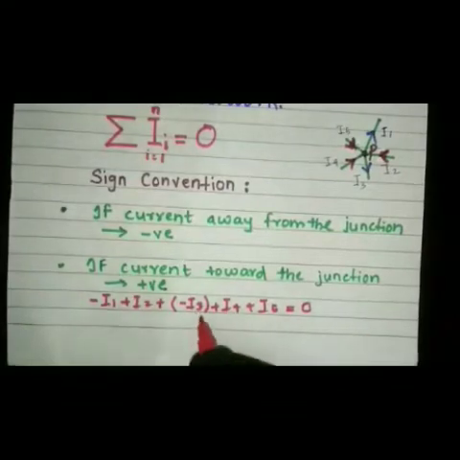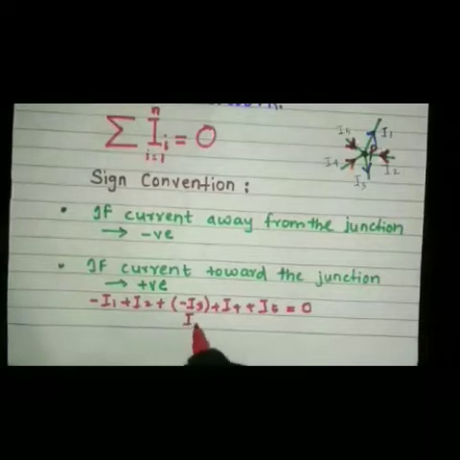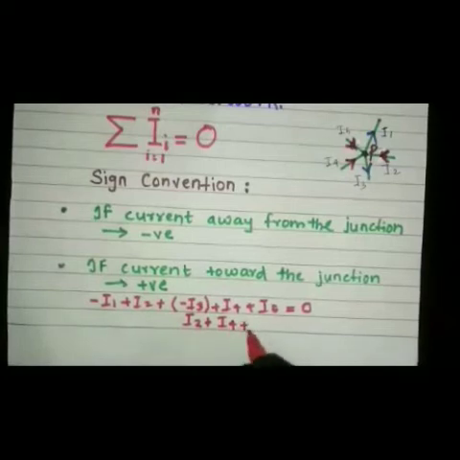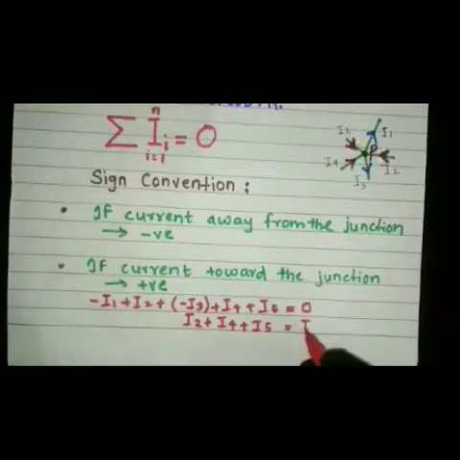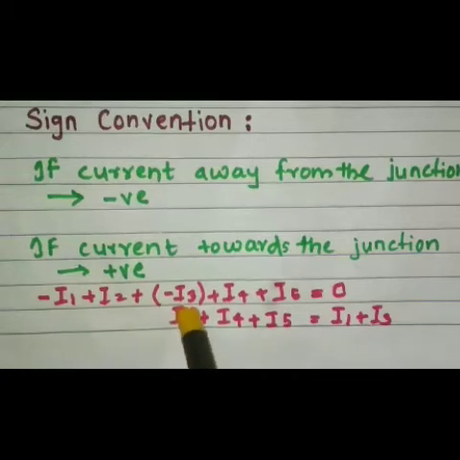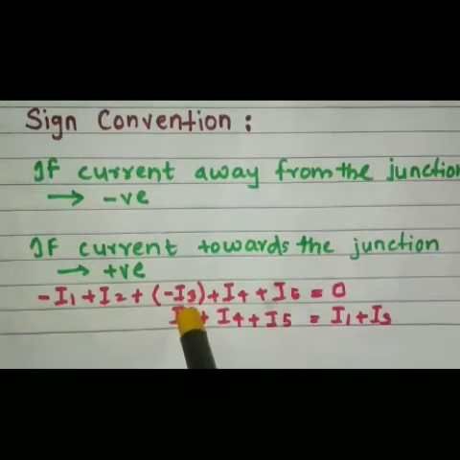Now keep the positive on one side and the negative on the other side. So positive is I2 plus I4 plus I5 is equal to I1 plus I3. That means current towards the junction is equal to current away from the junction. That means there is no gain or loss of current. Hence it is in accordance with the law of conservation of charge.